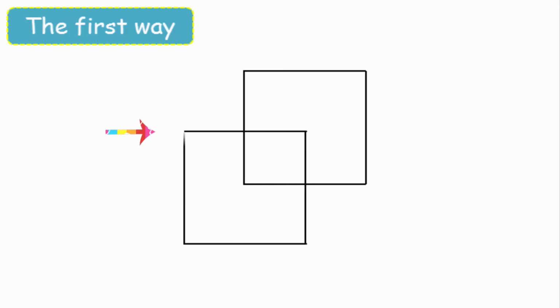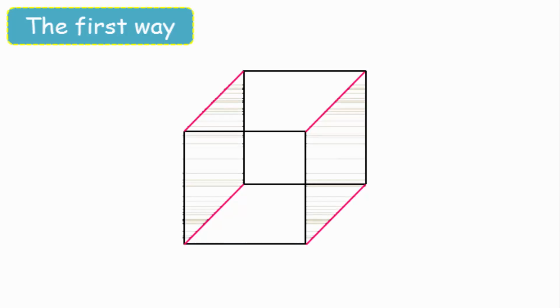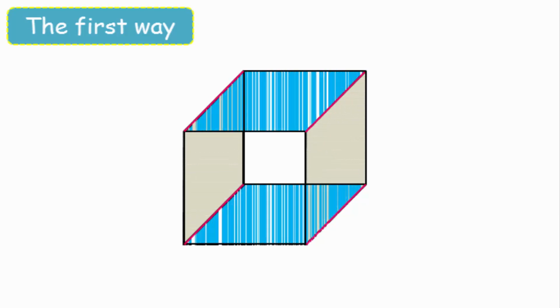Then, we draw from the middle of this square another square identical to the first square, to be as shown now on the screen. Finally, we connect all two corresponding vertices in the square together. So we get the final shape of the cube, and each two opposite faces are equal.